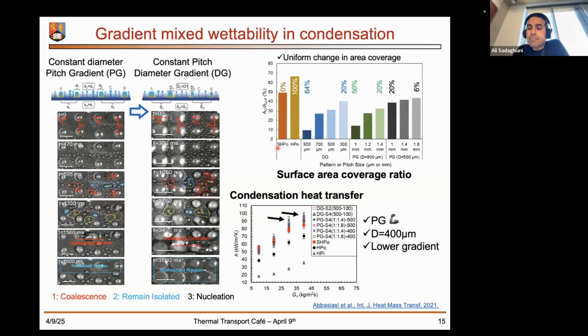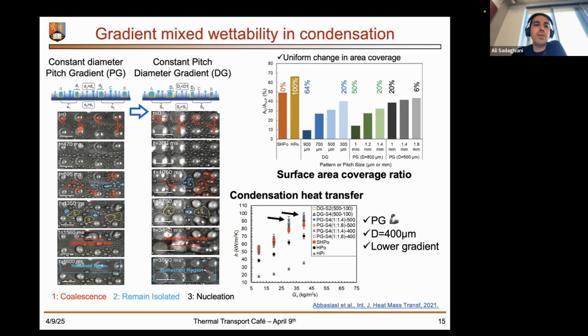So the next example that I wanted to provide is, what if we have gradient mixed wettability in condensation? Why? Because the performance of mixed wettability changes as the vapor quality or liquid on the surface changes. So in order to test that, we developed 2 types of surfaces, constant diameter and constant pitch. So for constant diameter, we have a pitch gradient.